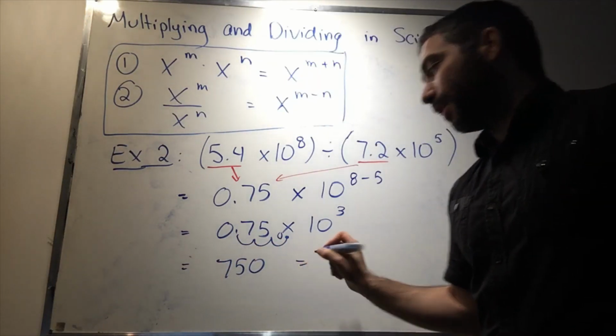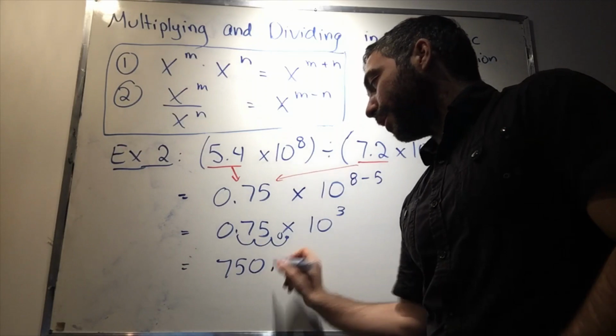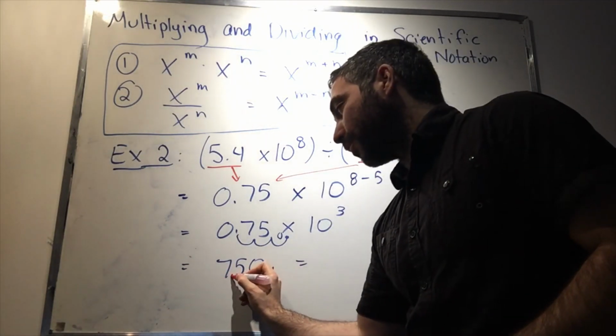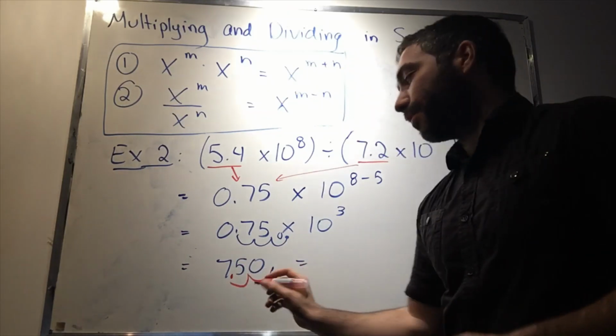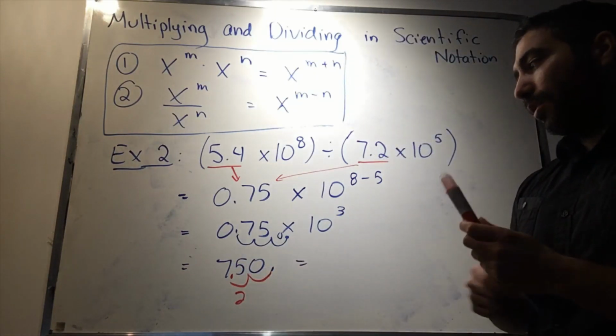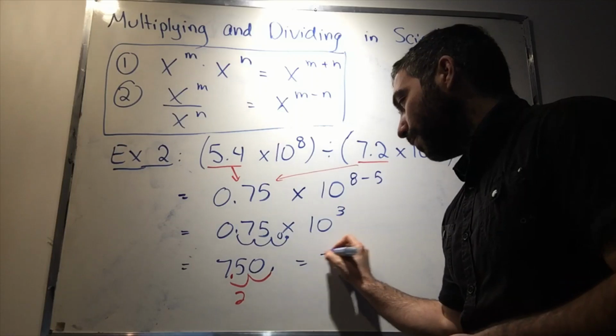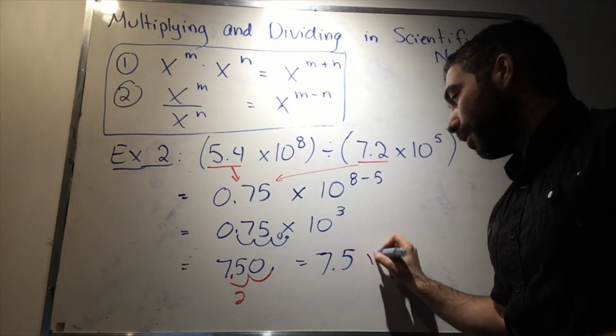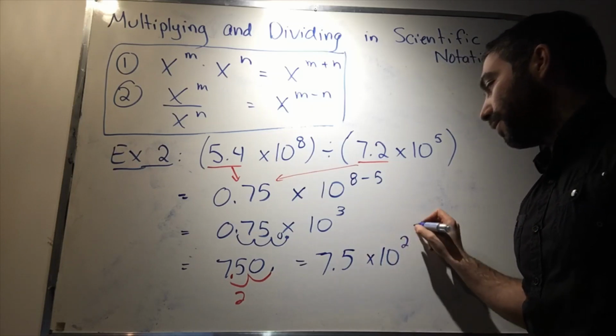Okay, now let's go back. Our decimal is here. Where do we want it to be? We want it to be between the 7 and the 5, 7.5, and that means we have to move to the left 2 times. Which means that in proper scientific notation, it gives us 7.5, you could add the 0 if you want, times 10 to the positive 2.